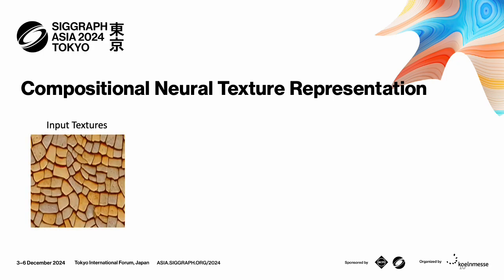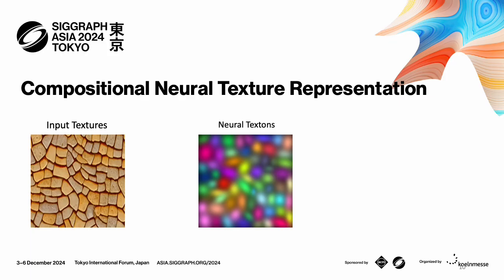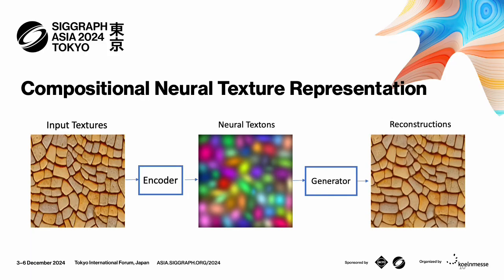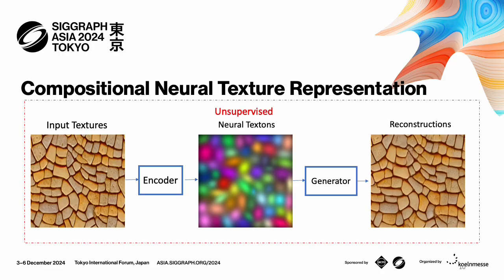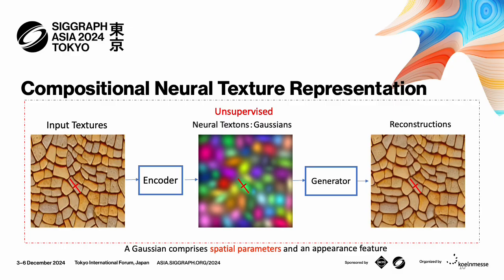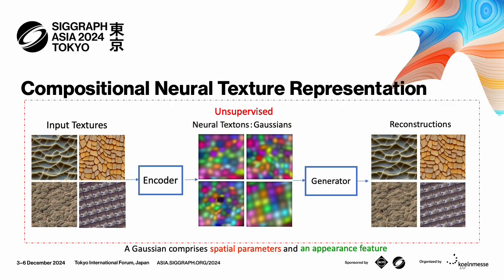Next, we introduce our neural network that decomposes textures into a composition of neural taxons. We obtain this compositional representation by developing an autoencoder architecture that is trained in a fully unsupervised manner. Each neural taxon is represented as a 2D Gaussian with an associated appearance feature. The Gaussian approximates a taxon's shape through its spatial parameters, and the appearance feature encodes the taxon's exact appearance. Our compositional representation is capable of modeling a variety of textures.